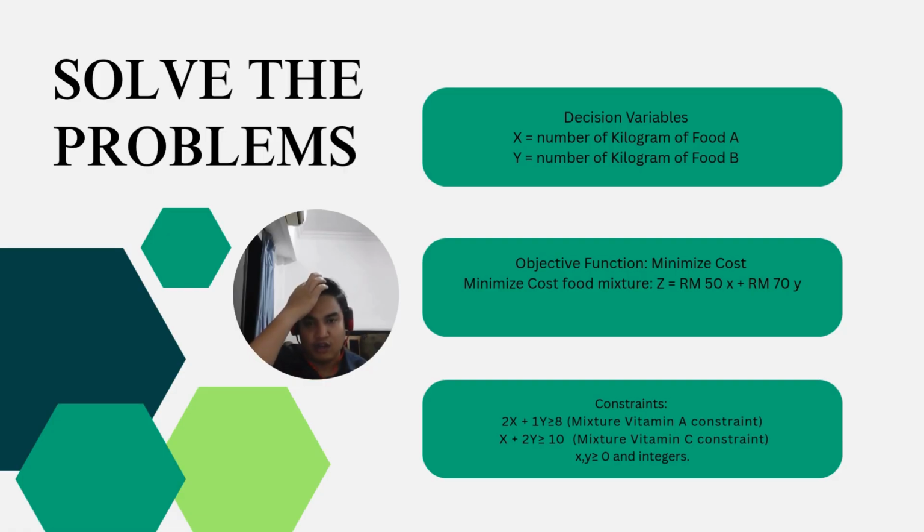Vitamin A constraint is 2x plus 1y is bigger than 8, while for mixture vitamin C constraint is x plus 2y is bigger than 10. And x and y is bigger than 0, which is the non-negative constraint, and also the other integers inside.